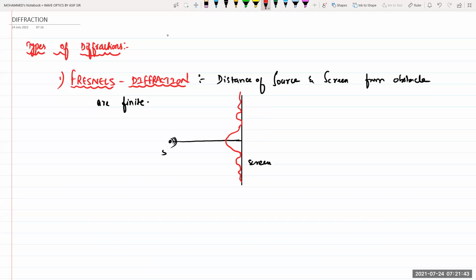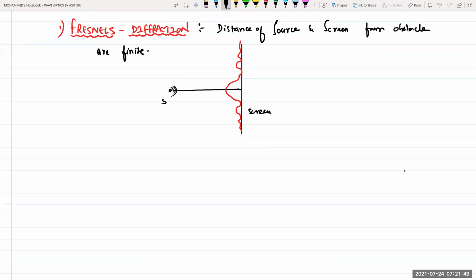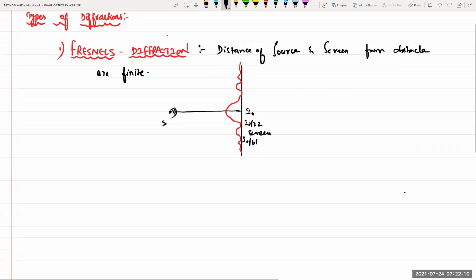Finally the interference will be something like this. That means as you are moving away, the intensity will be continuously decreasing. Only the central part gets the maximum intensity. As you go away on the screen, the intensity keeps decreasing. So this is I naught by 22, this one is I naught by 61, something like that. That is about Fresnel's diffraction.